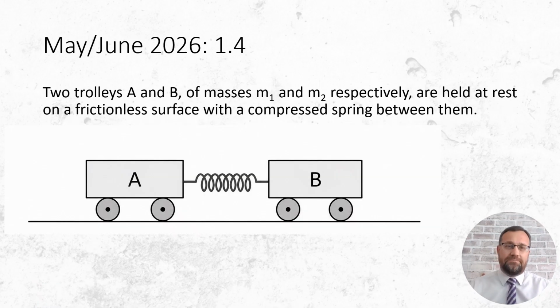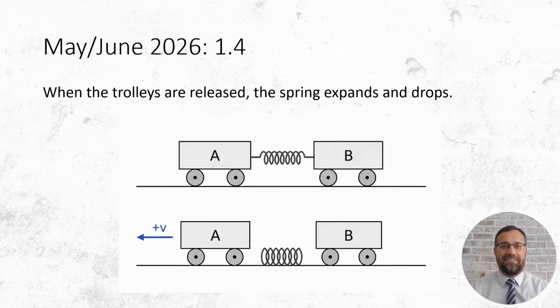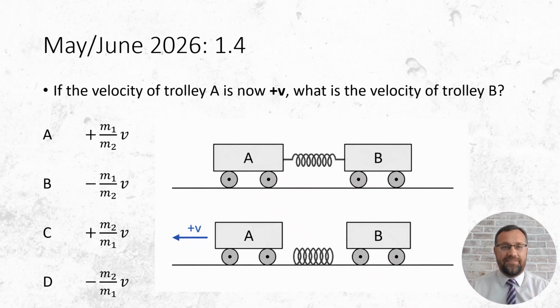Two trolleys, A and B, of masses M1 and M2 respectively, are held at rest on a frictionless surface with a compressed spring between them. When the trolleys are released, the spring expands and drops. If the velocity of trolley A is now positive v, what is the velocity of trolley B? The correct answer is B.